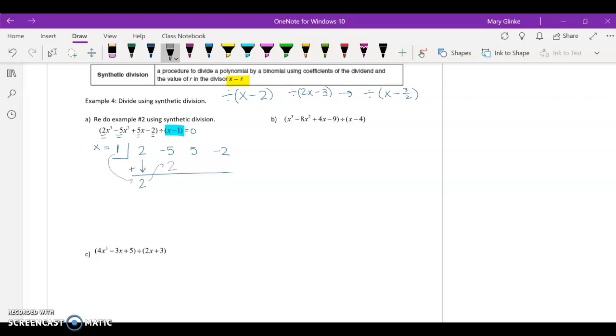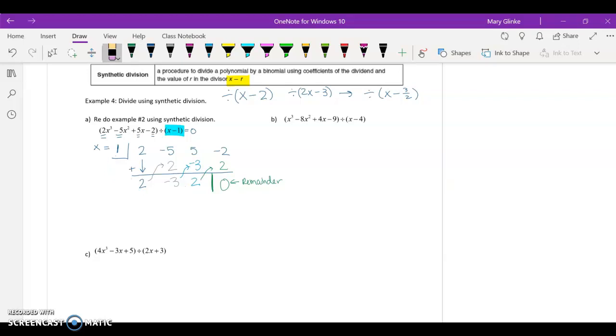Then we add down. So -5 plus 2 is 3. Then we're going to do the same thing. We're going to multiply and put it up. So 1 times 3 is 3. 5 plus -3 is 2. And then 1 times 2 gives us 2 up here. We're going to put a vertical line here, and when we add down here, this is going to be our remainder. So we kind of segregate the remainder part.